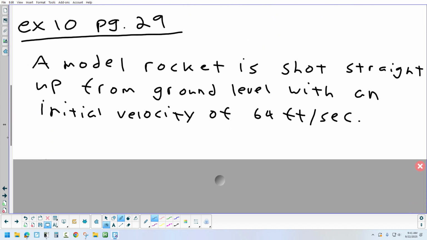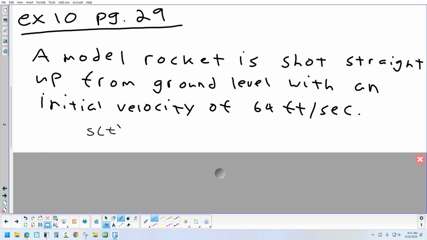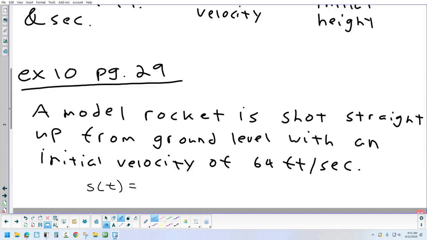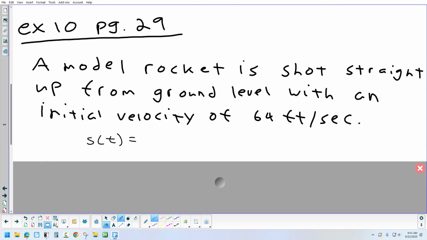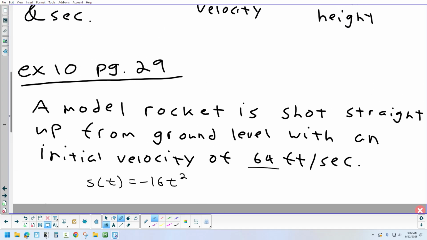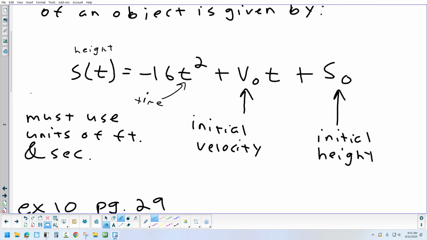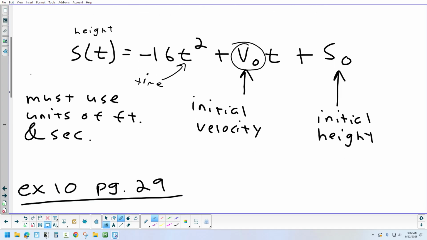So the height of the rocket equals, and what always comes right after the equal sign in this formula? This part never changes. Negative 16t squared. They didn't give me a time yet, so I have nothing to fill in for that. But they did give me an initial velocity, 64. So we're going to fill in 64 right there. So it's going to say 64t.